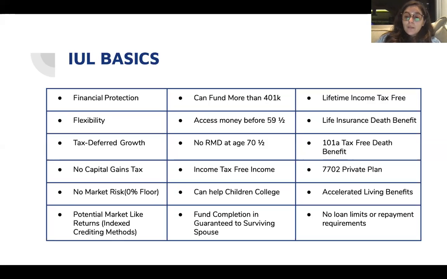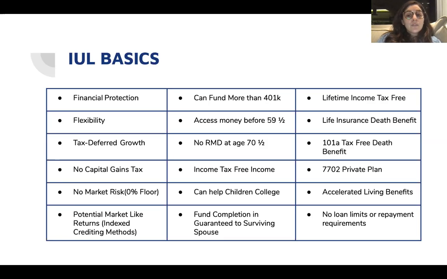There's no market risk because it has a 0% floor, which means that the client is not going to lose money if the market crashes. And there's potential market-like returns, index credit methods. We use the S&P 500 a lot, but for example, Allianz uses a lot of the Dow Jones and other indexes too, and AIG too. It could be funded more than the 401k. A 401k has regulations. You don't have access to the money before 59 and a half. You don't have to be 59 and a half to have access to the cash accumulation inside an IUL.